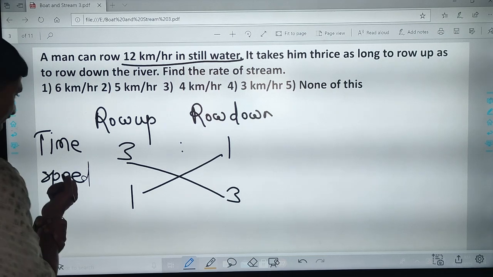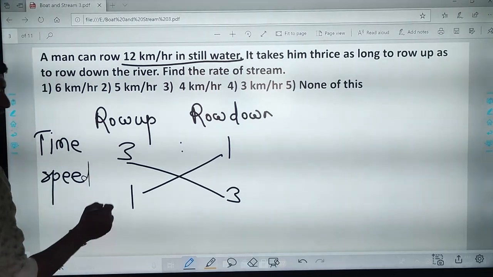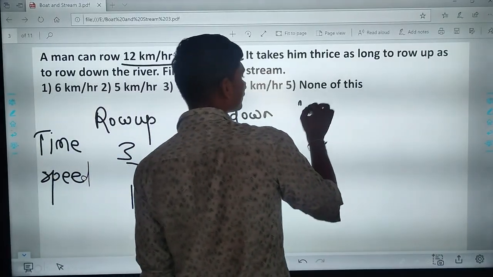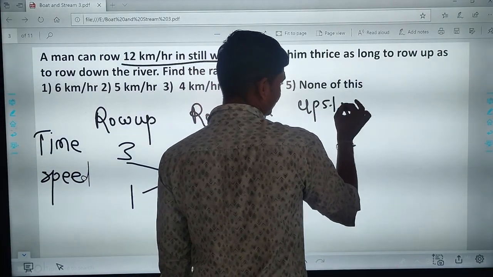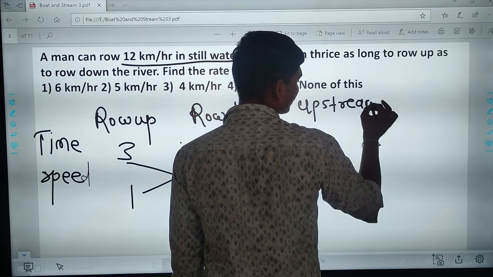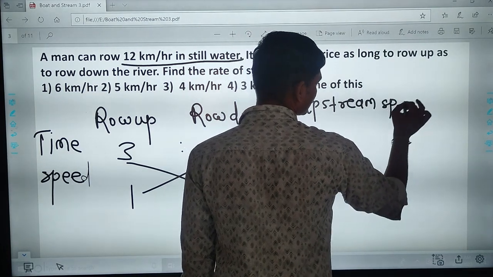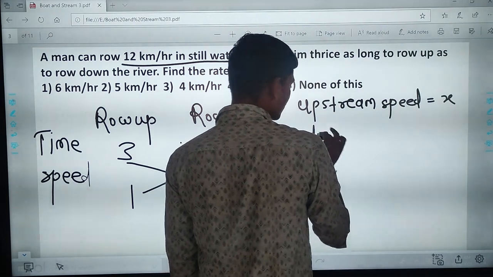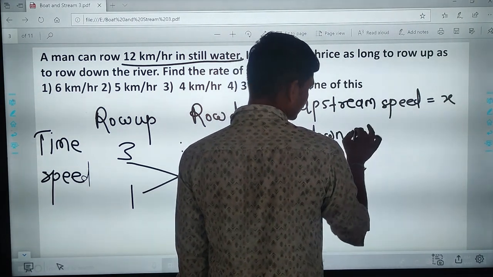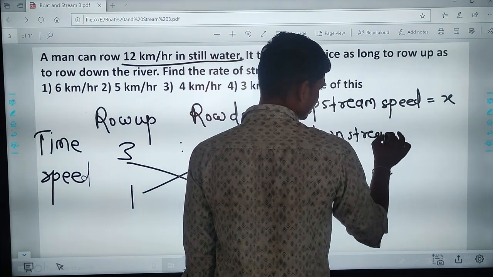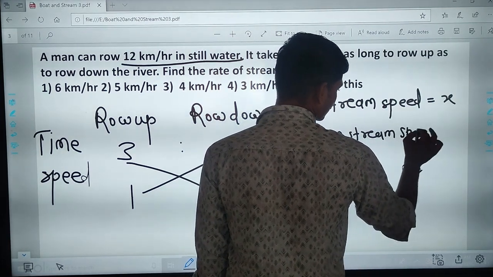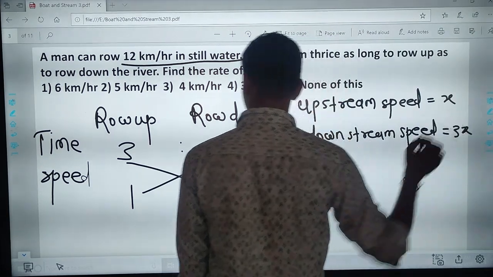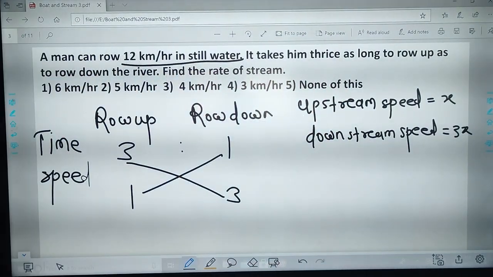Then row up speed, or upstream speed, is equal to x, and downstream speed is equal to 3x.